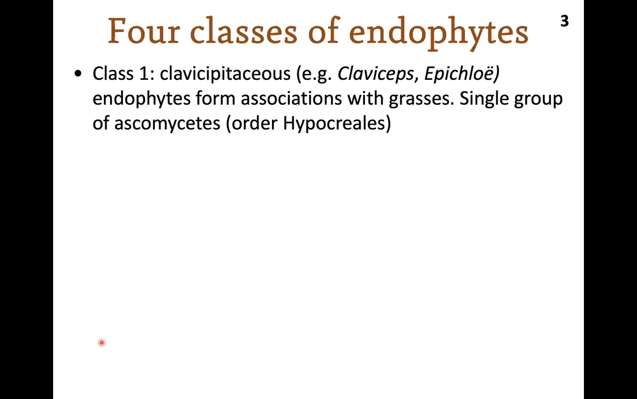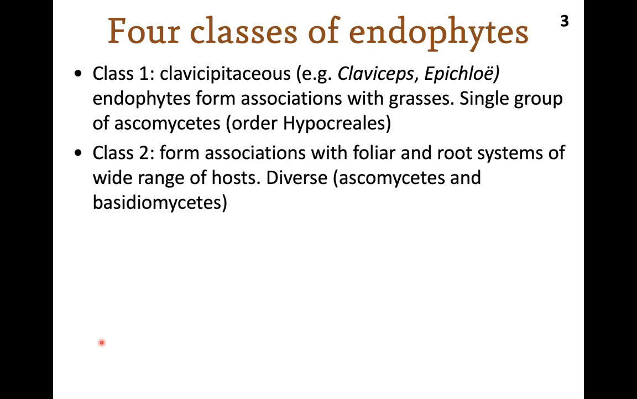So the class 1 endophytes are otherwise known as the clavicipitaceous endophytes. And you can see why you might call those class 1. And some examples are fungi in the genus Claviceps and Epichloe. And we're going to look in particular at Epichloe endophytes in quite some detail in some of the following mini lectures. And these are endophytes that form associations specifically with grass, species of grass. And the endophytes that make up class 1 all come up from a single group of fungi, from a group within the Ascomycetes that are called the Hypocreales.